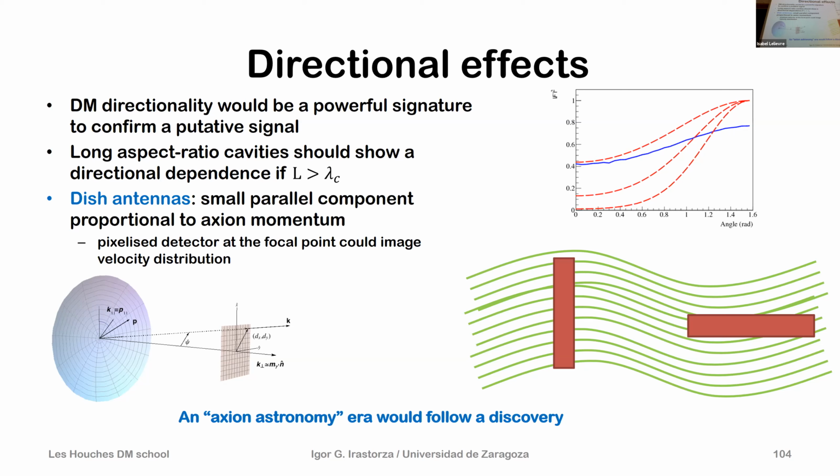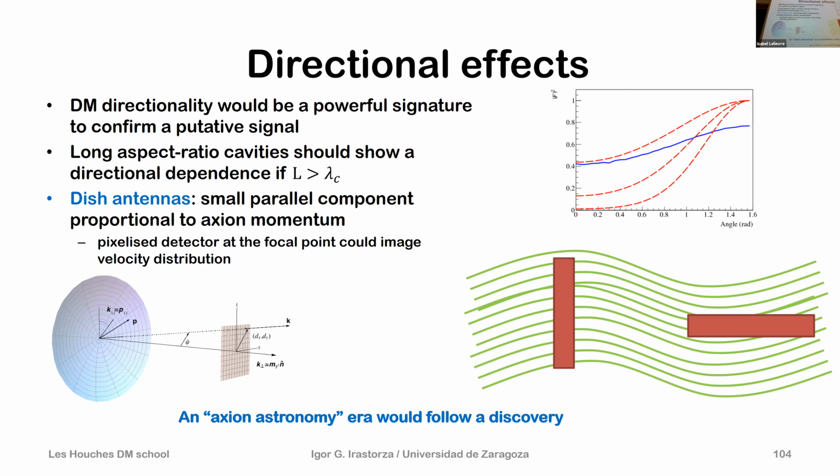Okay, I mean, we are not yet there. We need first to have a positive signal. But in the case of a positive signal at some point in the future, these experiments would be extremely motivated, and there would be a lot of funding to make as big antennas as needed to have a signal there.